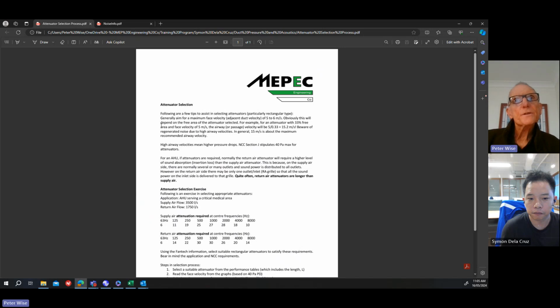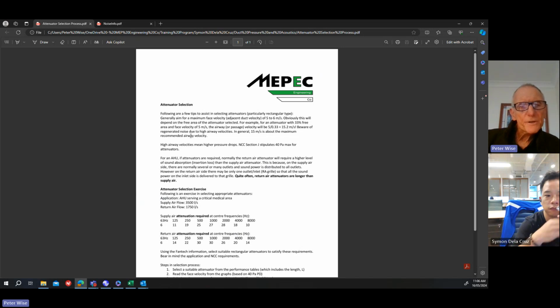Obviously, the velocity depends on the free area of the attenuator selected. So, for example, an attenuator with 33% free area and face velocity of 5, the airway or the passage velocity would be 5 divided by 0.33, or 15.2 meters a second. So it's quite high.